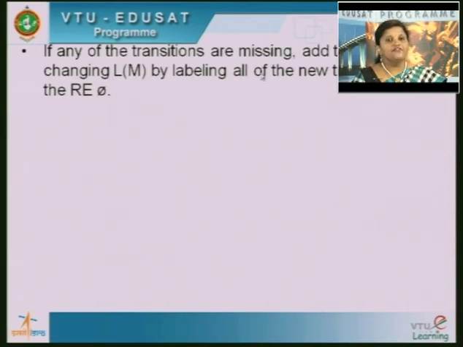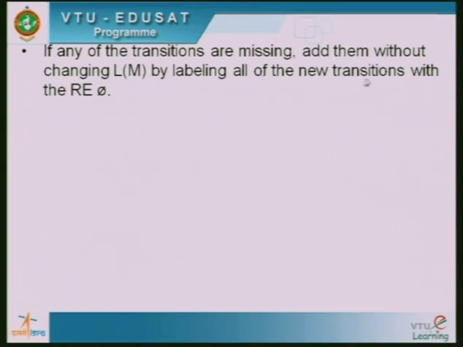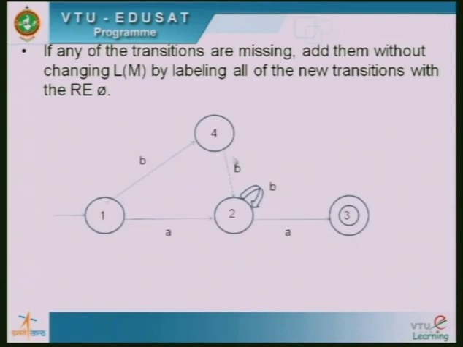Next, if any of the transitions are missing, add them without changing L of M by labeling all of the new transitions with the regular expression phi. Okay. So, we know that phi means empty language. Whenever the transitions are not there, if you replace them with phi, it will not harm any FSM. For example, if you consider this FSM.